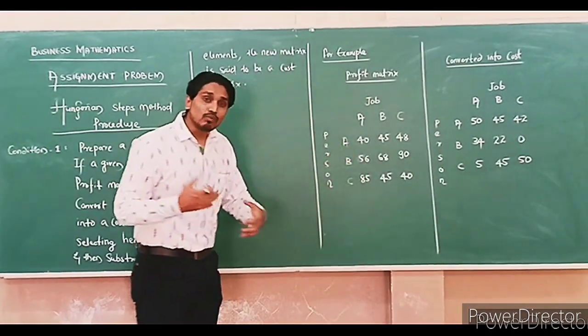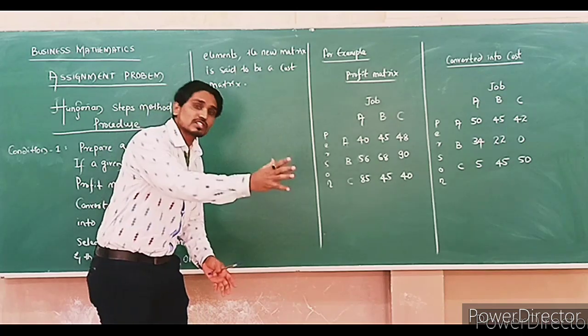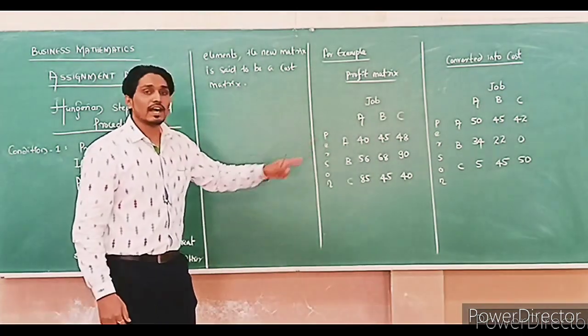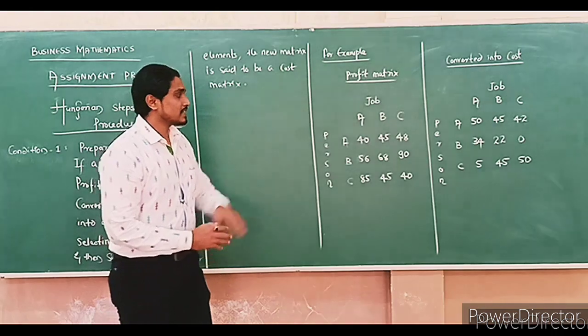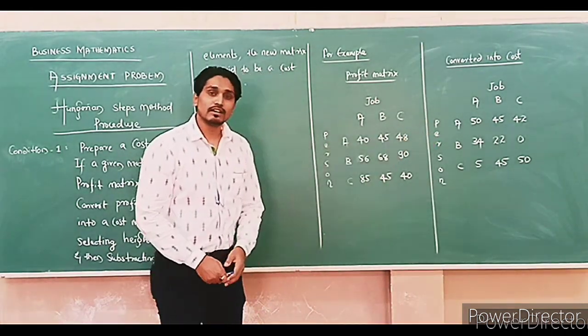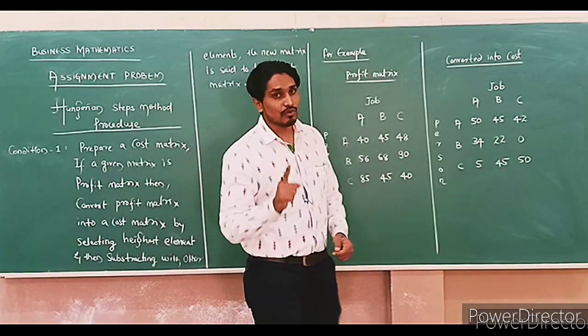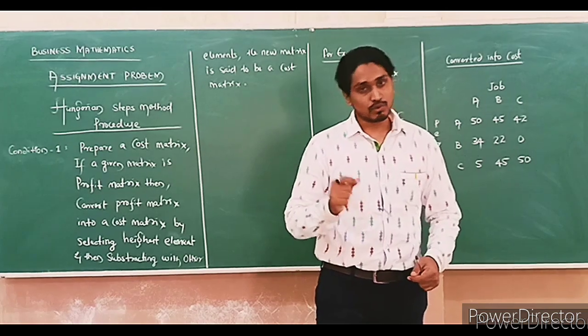This is nothing but the conversion of your profit matrix into a cost matrix by selecting the highest element in the matrix and subtracting the other elements from it. The new matrix is said to be a cost matrix. This is condition number 1 of the Hungarian method procedure.